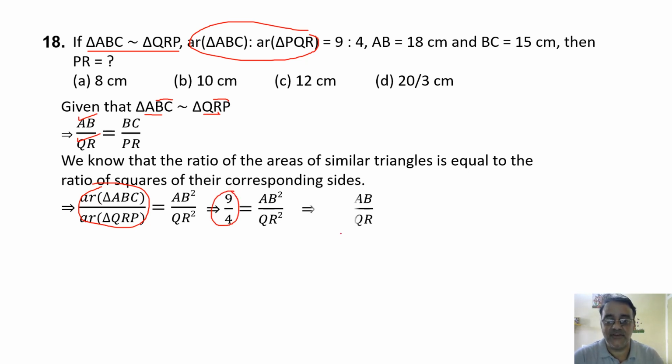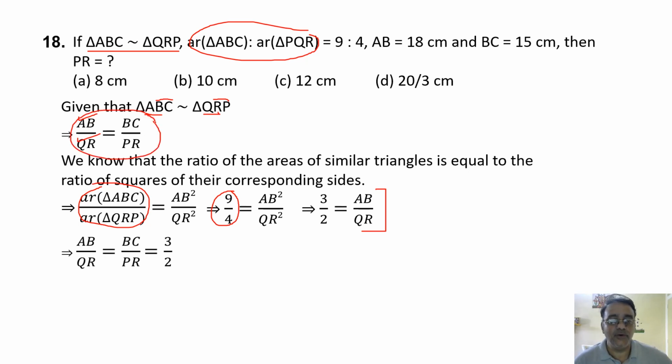तो 3 by 2. इसका रेशियो निकल गया 3 by 2. That we are going to substitute here. यहाँ पे substitute करेंगे. ठीक है? So AB upon QR is equal to BC upon PR is equal to 3 by 2.